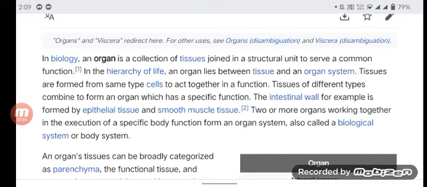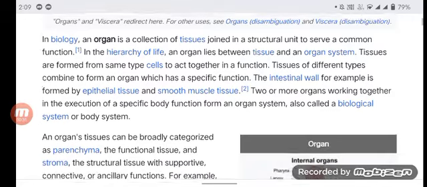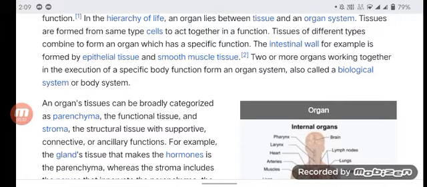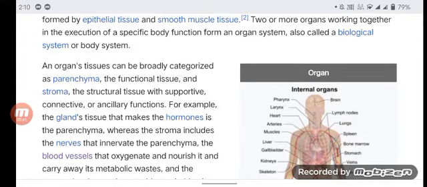The intestinal wall, for example, is formed by epithelial tissue and smooth muscle tissue. Two or more organs working together in the execution of a specific body function form an organ system, also called a biological system or body system.